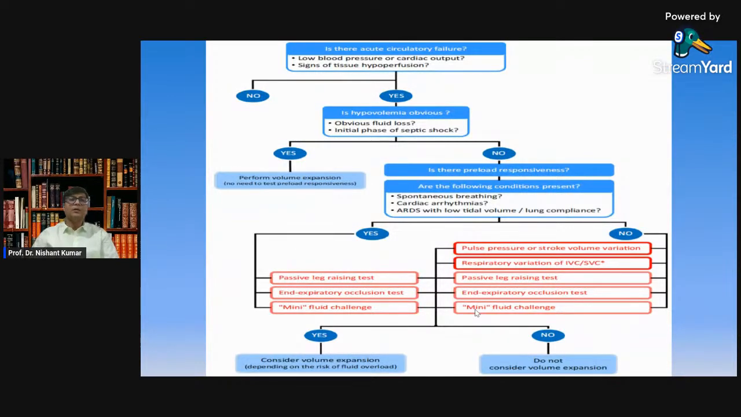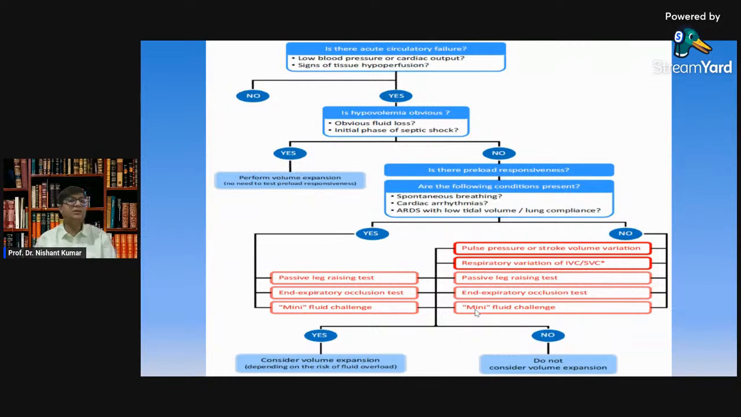Now, a simple flow chart. Is there acute circulatory failure? That will be given by low blood pressure or cardiac output. Very simple. You need to have invasive arterial monitoring, or signs of tissue hypoperfusion, as in raised lactate. But again, raised lactate may be spurious because of certain metabolic conditions. So is hypovolemia obvious? Surgical patient bleeding, yes, obvious fluid loss, or an initial phase of septic shock. So yes, perform volume expansion.